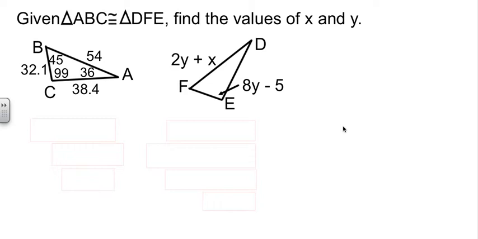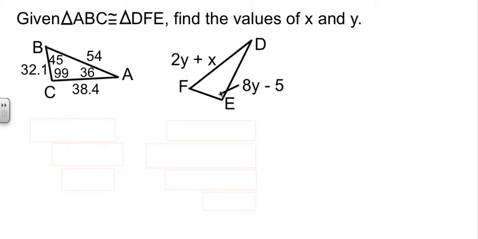Now we can use this idea of congruency in a whole different direction. We've got 2 triangles, triangle ABC and triangle DFE, and they tell me that those 2 triangles are congruent to each other. Our job is to figure out values for X and for Y. First thing we need to do is figure out what matches up with what.